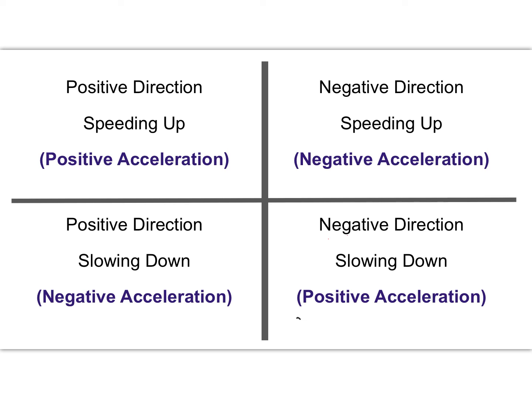So if we have a negative direction and the object is slowing down, two negatives. Positive, slowing down, negative. Negative, positive. Positive, positive. You really have to think about it like a multiplication problem. What happens if you multiply two positives, or a positive and a negative, or a negative and a negative? If you think about it mathematically, it helps. And like I said, we'll go over that again later.